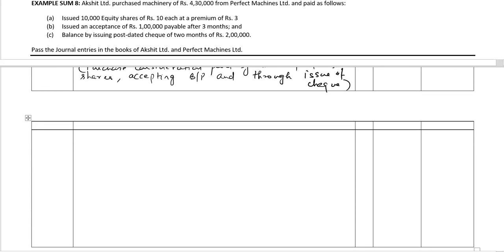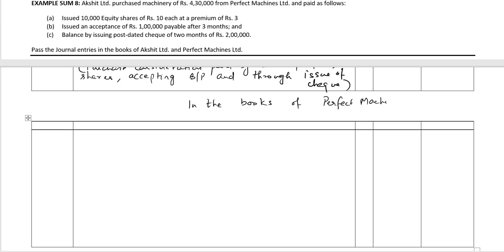Let's move on to the journal entries in the books of Perfect Machines. In the books of Perfect Machines Limited, journal, we have date/serial number, particulars, LF number, debit rupees, and credit rupees.